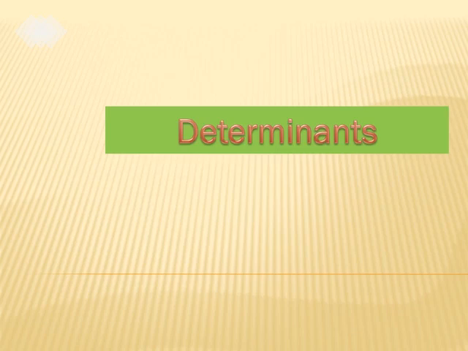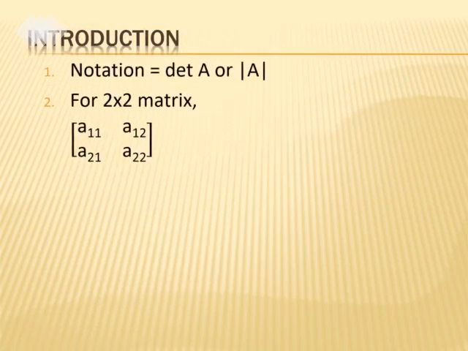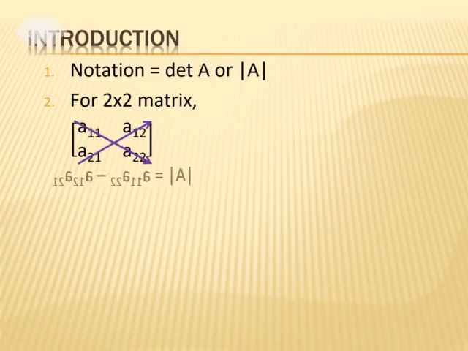Assalamualaikum. So today we go for determinants. Introduction. Notation for determinant is that A or modulus A. For 2 by 2 matrix, okay, the determinant is A11 times A22 minus A12 times A21. So this is the determinants for 2 by 2 matrix.